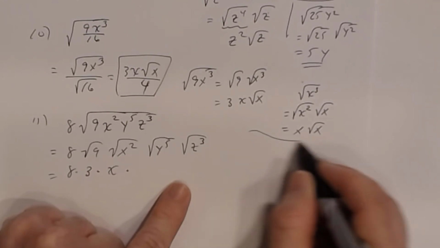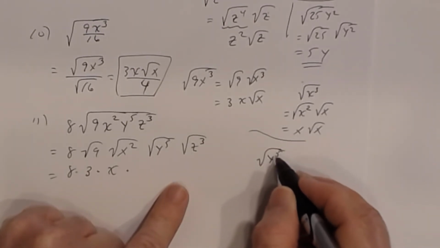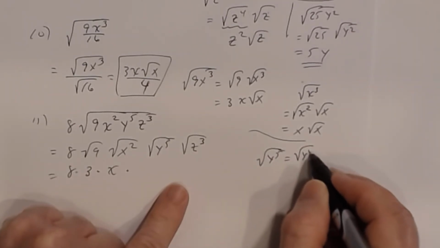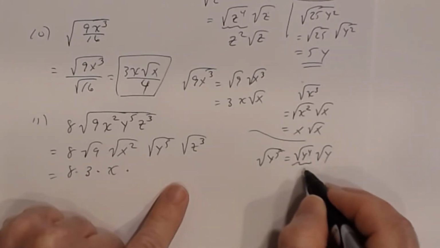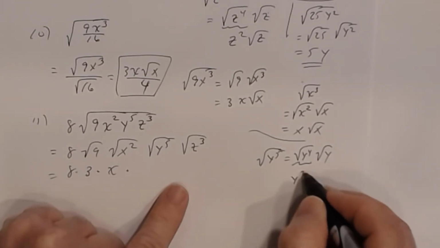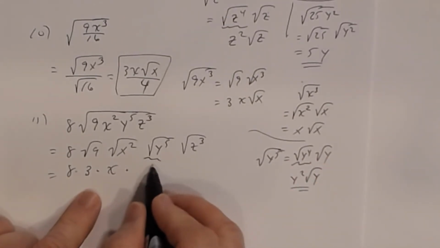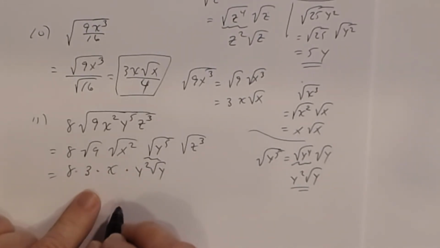So let's go off to the side. The square root of y to the 5th. What's the largest whole number less than 5 that's divisible by 2? The answer is 4. So it'll be the square root of y to the 4th times the square root of y. 4 plus 1 is 5. The square root of y to the 4th, 4 divided by 2 is 2. So it'll be y squared times the square root of y. So that goes here now. See, that's what we just found: y squared, square root of y.